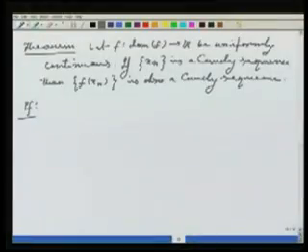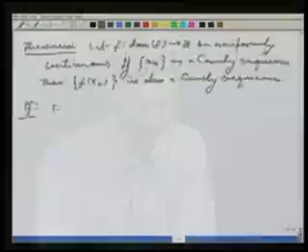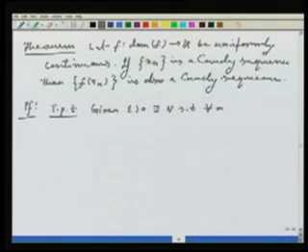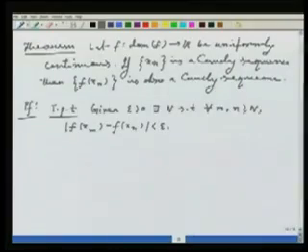Okay, the proof is very simple. If I have to show f of xn is a Cauchy sequence, what I have to do is, to prove that, given epsilon bigger than 0, there exists capital N such that for all m, n bigger than or equal to capital N, mod of f(xm) minus f(xn) is less than epsilon.